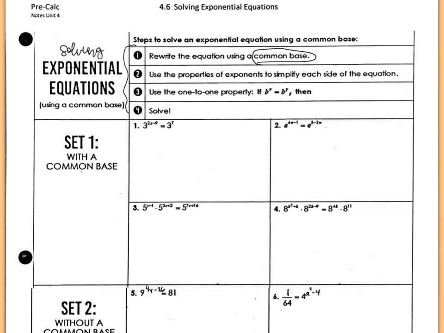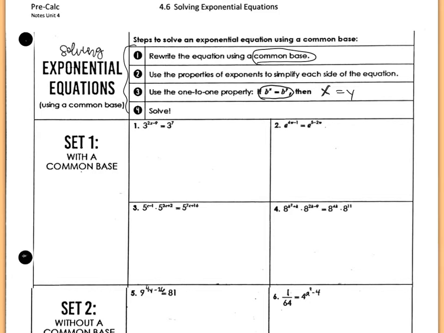We're going to use the properties of exponents, so multiplying turns into adding, and dividing turns into subtracting. I don't want to say it backwards. And then, of course, this is our main property right here: as soon as the bases match, we're going to be able to say the exponents are equal. But, of course, you have to throw in the properties.